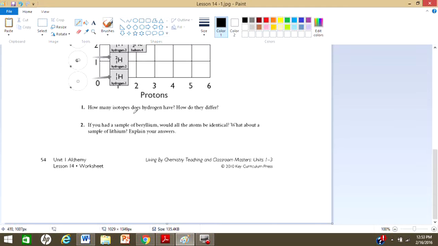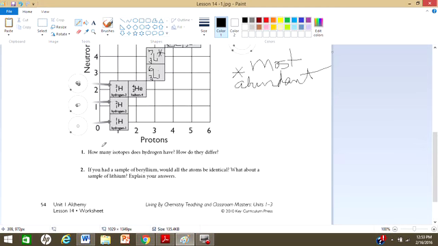Okay, so let's look at what it says down here. How many isotopes does hydrogen have? How do they differ? So all you got to do is look on this line. How many different forms of hydrogen are there? That's pretty simple, right? 3. And then how do they differ? So they all have 1 proton, and don't say it's their name or their symbol. They're wanting to really know what makes it different, and we're talking about numbers of particles. So they all have the same number of protons. It's the number of neutrons that differ. Okay, so number of neutrons.